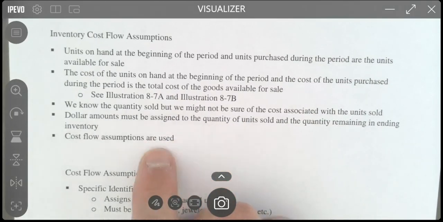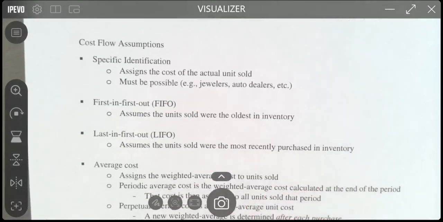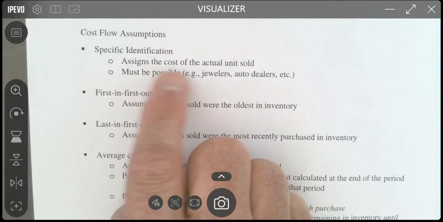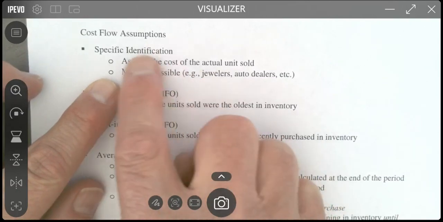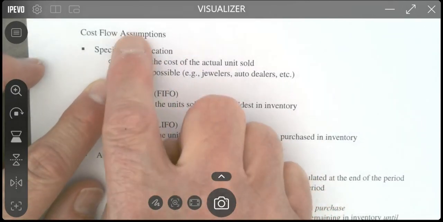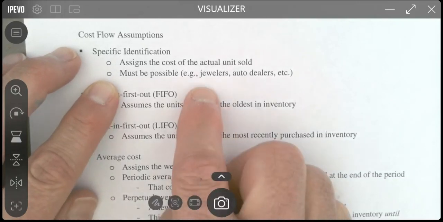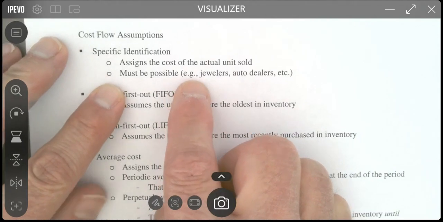We use cost flow assumptions, and you've seen a few of these. You saw a case on the first cost flow assumption, specific identification. It assigns the cost of the actual units sold. It must be possible to do so in order to choose the specific identification cost flow assumption, and you've already seen your case of how the specific identification method works. It's pretty straightforward.